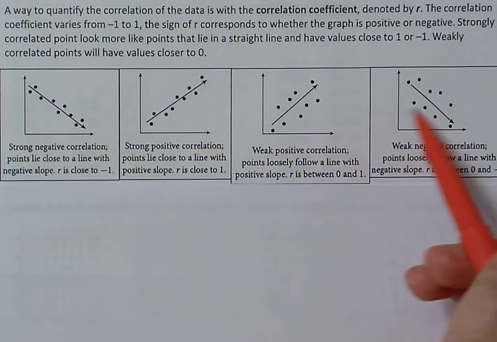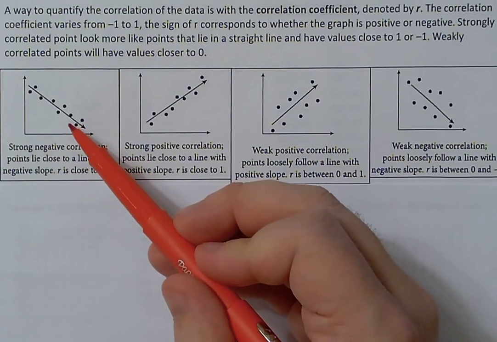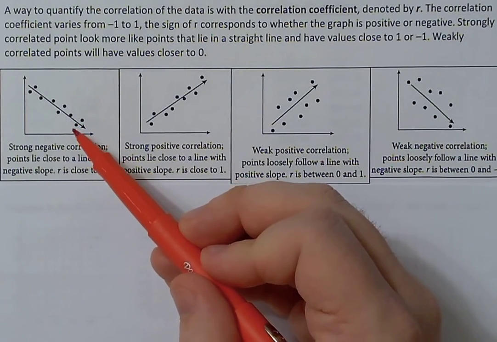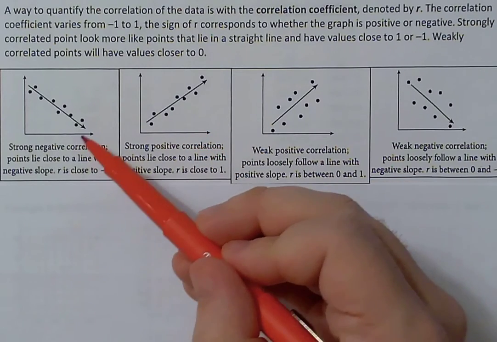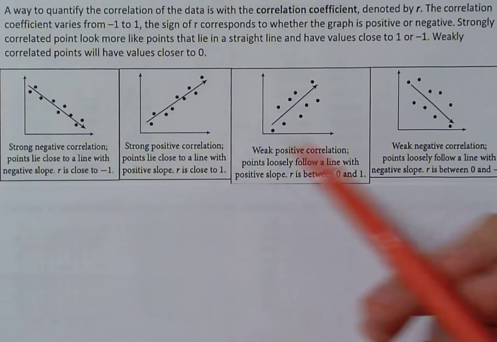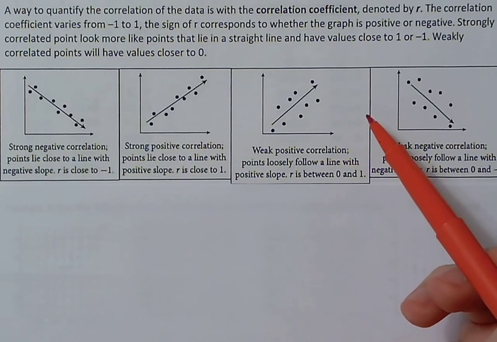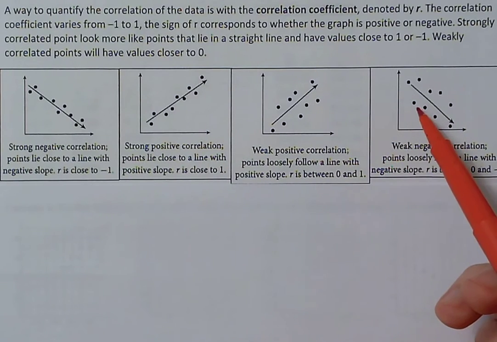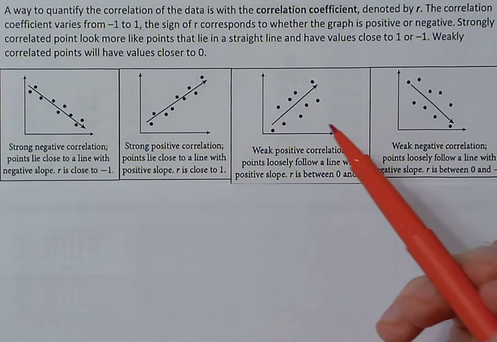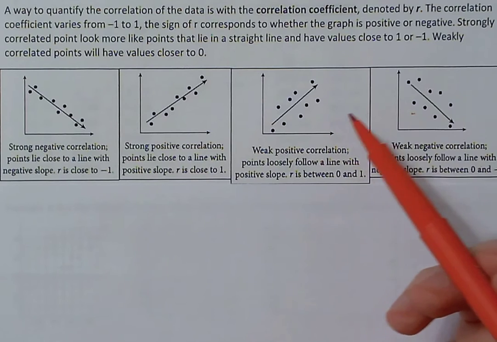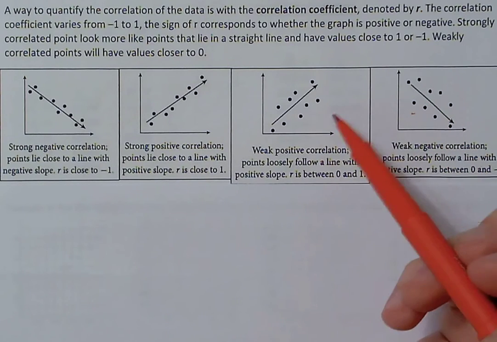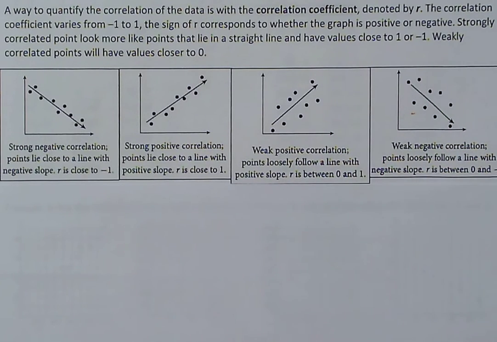So like these two graphs. The two on the left are strong negative and strong positive correlations, so these should be close to -1 and +1. These two on the right are weak positive and weak negative correlations. So these should be between 0 and 1, and 0 and -1, being closer to 0, like 0.5.